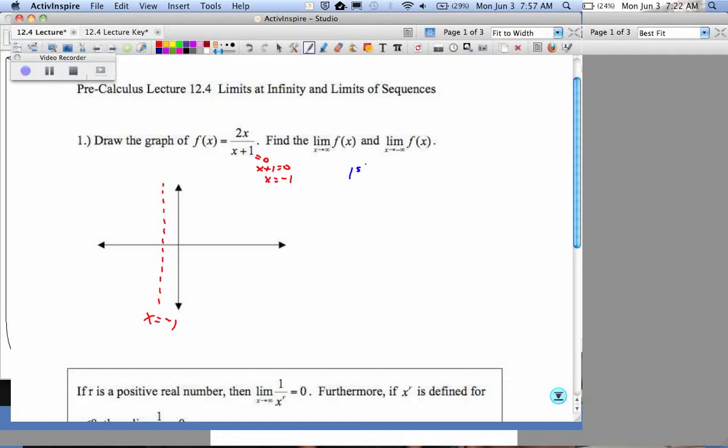You can't use it. What do we know about the horizontal asymptote? I have a first degree polynomial on top and a first degree on the bottom. What happens when it's equal degree? You use what's called the leading coefficient. So the number that's in front of the variable that has the highest exponent, so you go 2 over 1, or y equals 2 would be our horizontal asymptote.